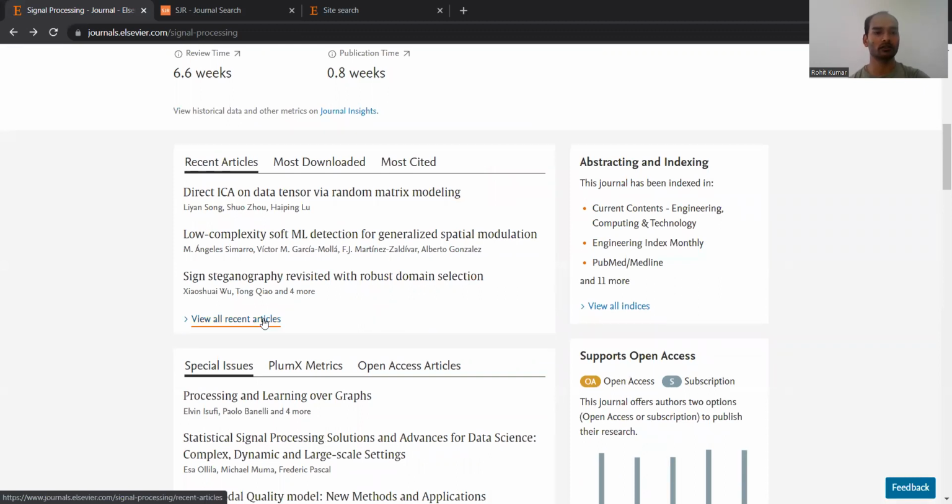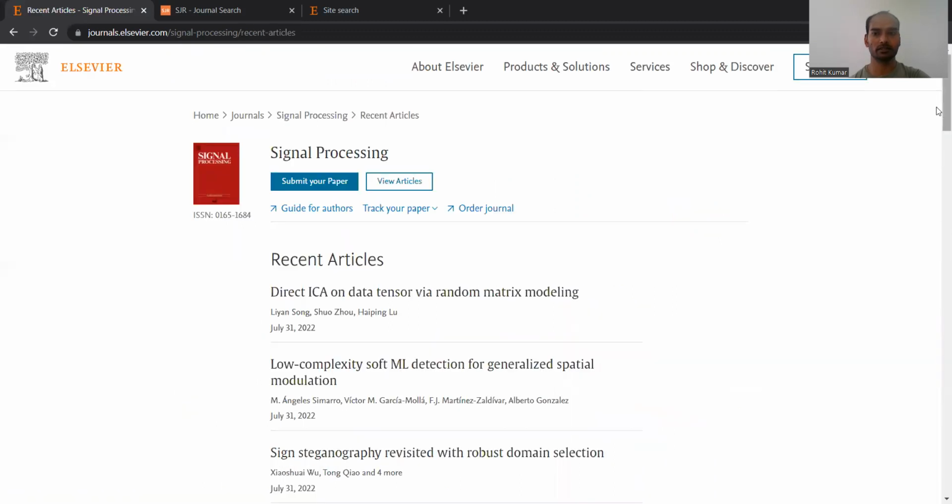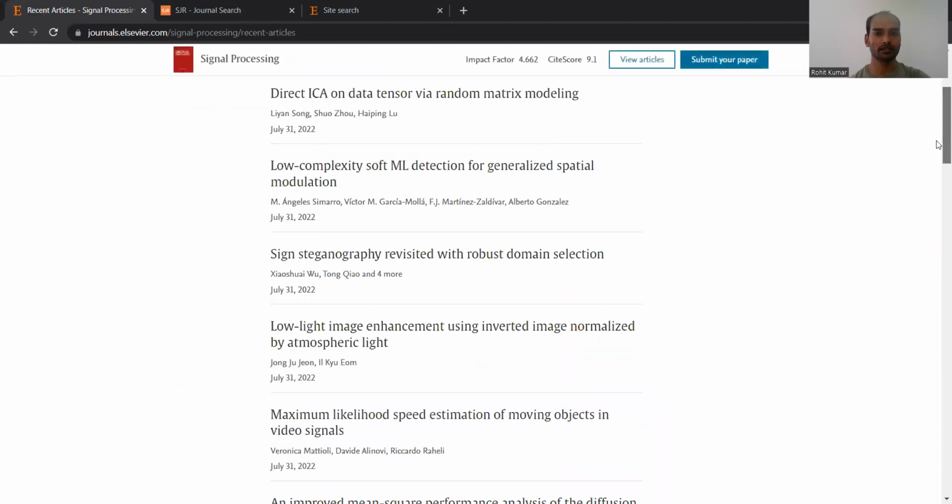If you want to see what the recent focuses are, you can see all the recently published articles. Here you can see that recently they are focusing on direct IC on data tensor via random matrix modeling, which was one of the recently published articles. Then soft amyloid based detection, spatial modulation, steganography, low light image enhancement, image enhancement.